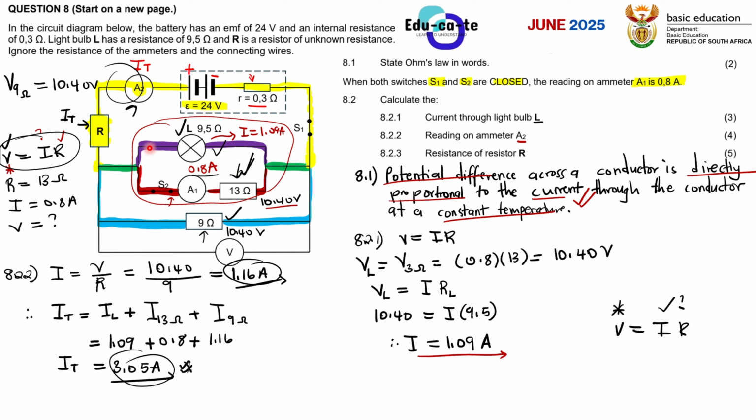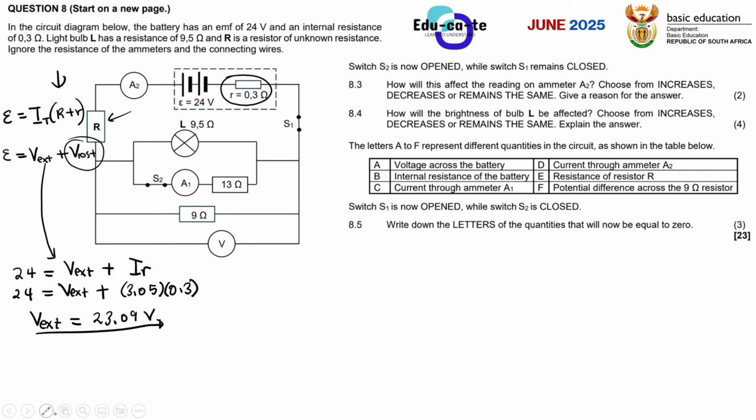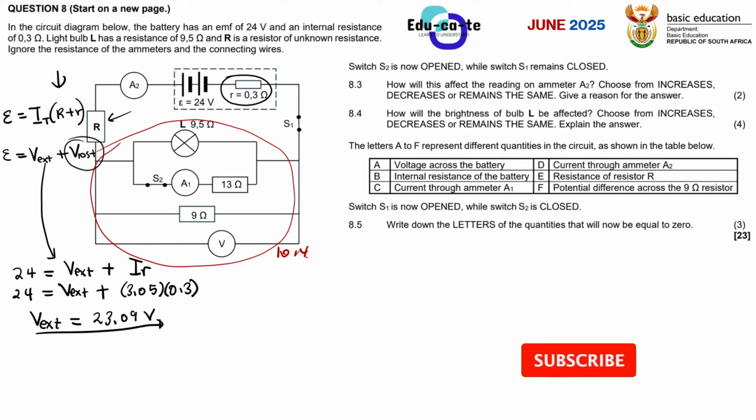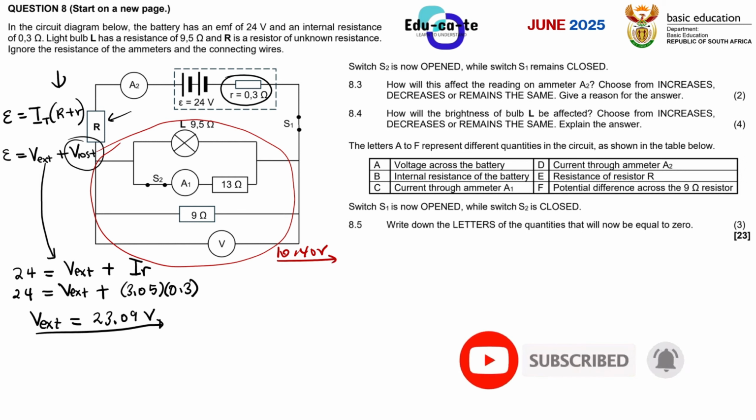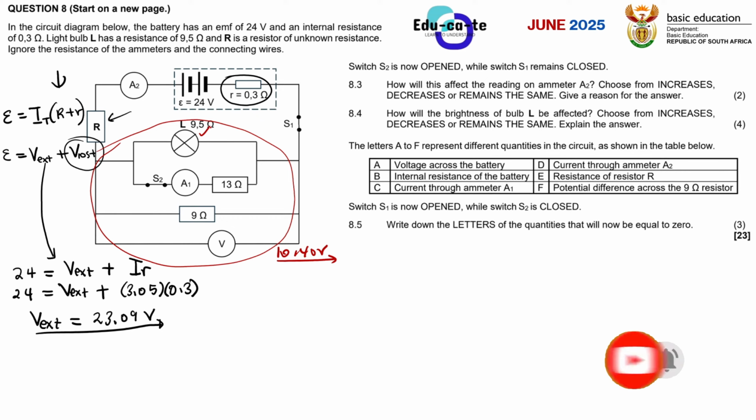The voltage across this entire parallel combination, let me just circle it using a pen, all of it is parallel, right? This entire parallel combination has got a voltage, and that voltage is 10.40 volts. We've calculated it. It is the voltage across this bulb, it is the voltage across this 13 ohms resistor, it is the voltage across this 9 ohms resistor. It is equal to the voltage across the entire thing because they are parallel. That's what it means when you say that the voltage across parallel resistors is equal.